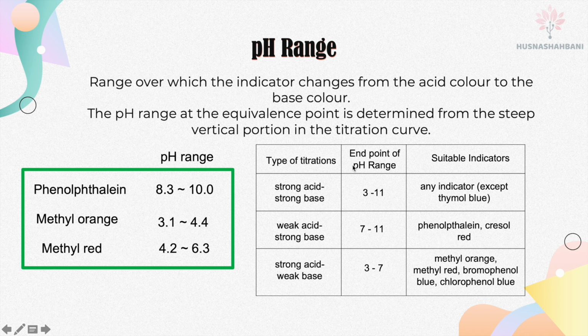Different types of titrations have different endpoint pH ranges, and different suitable indicators. For strong acid, strong base titration, the endpoint pH range is between 3 and 11, so the suitable indicator can be any indicator except thymol blue. For weak acid, strong base titration, the endpoint pH range is between 7 and 11. Suitable indicators are phenolphthalein or cresyl red. For strong acid, weak base titration, the endpoint pH range is between 3 and 7. Suitable indicators are methyl orange, methyl red, bromophenol blue, or chlorophenol blue.